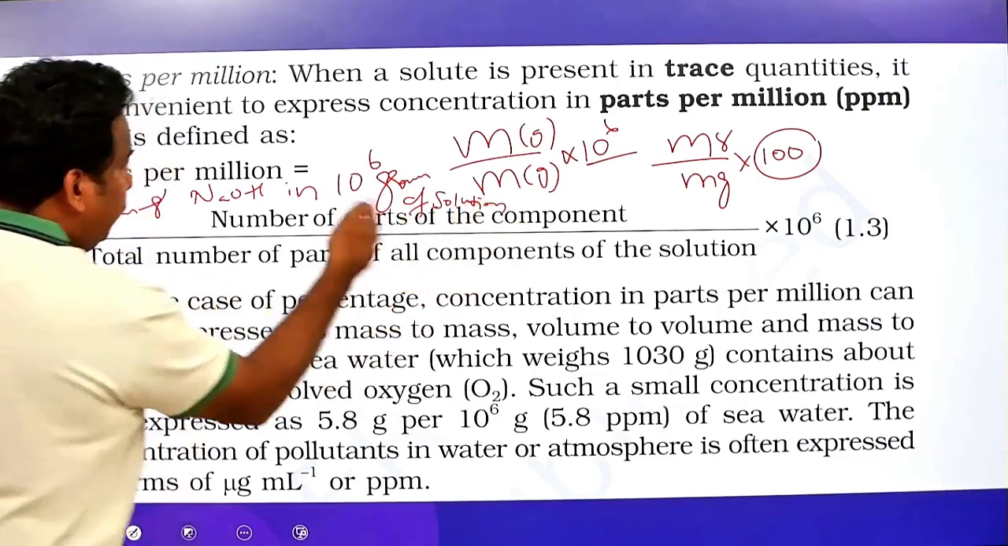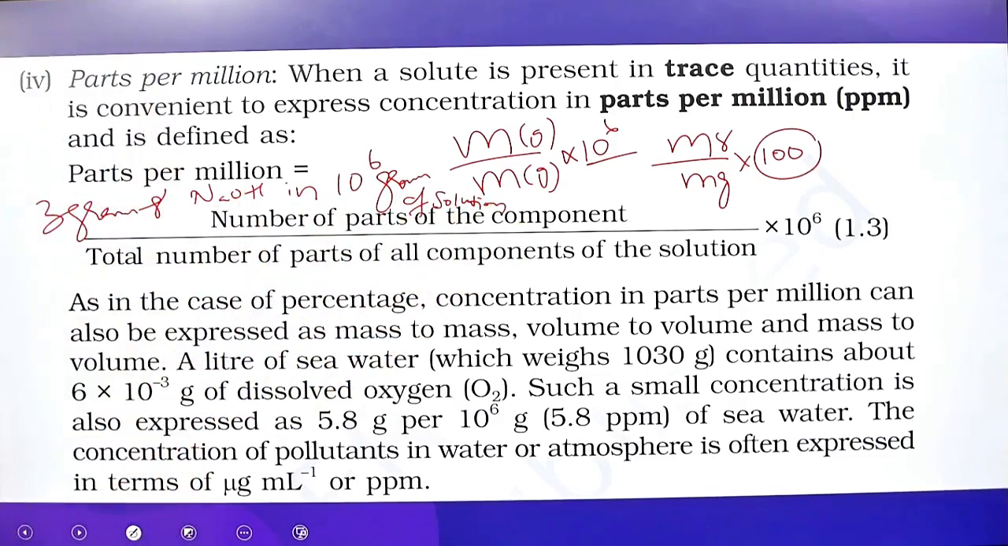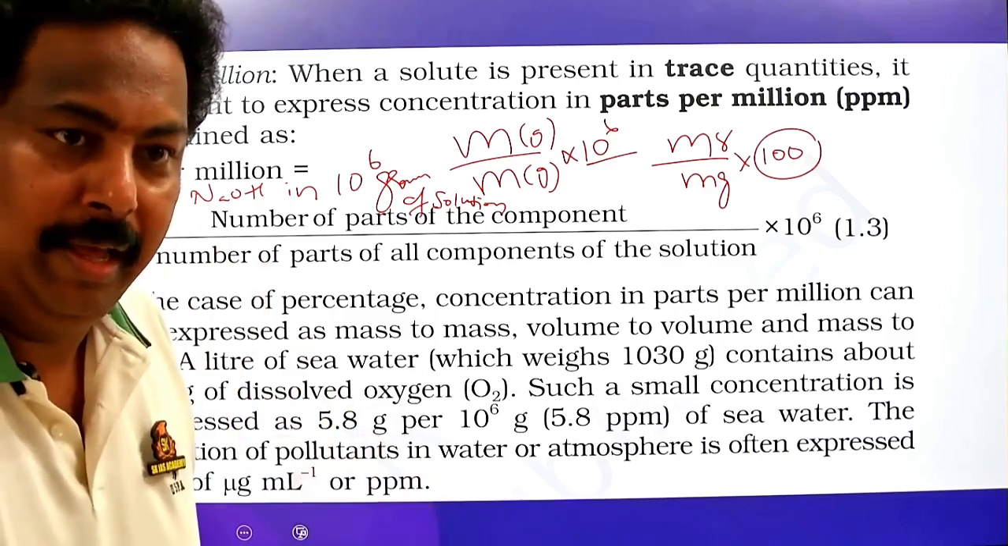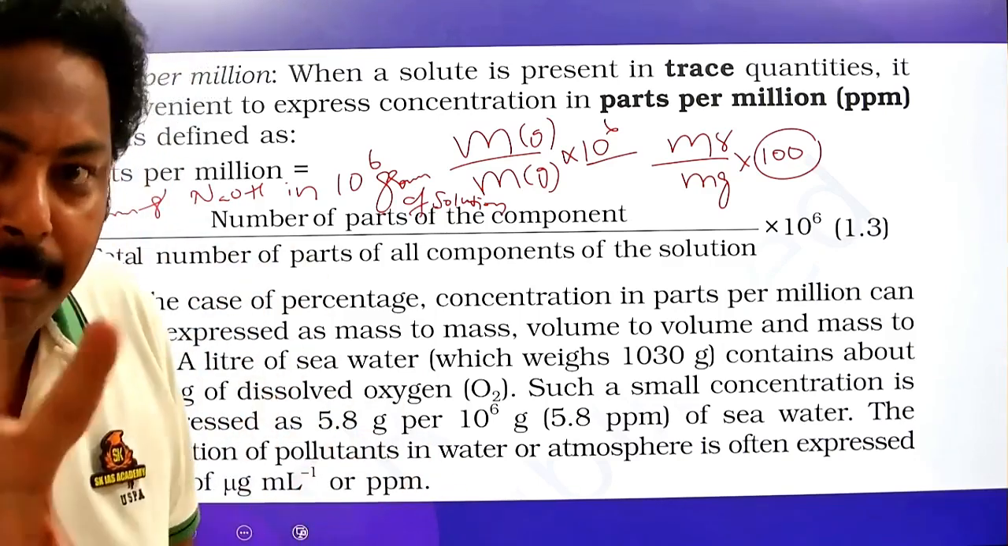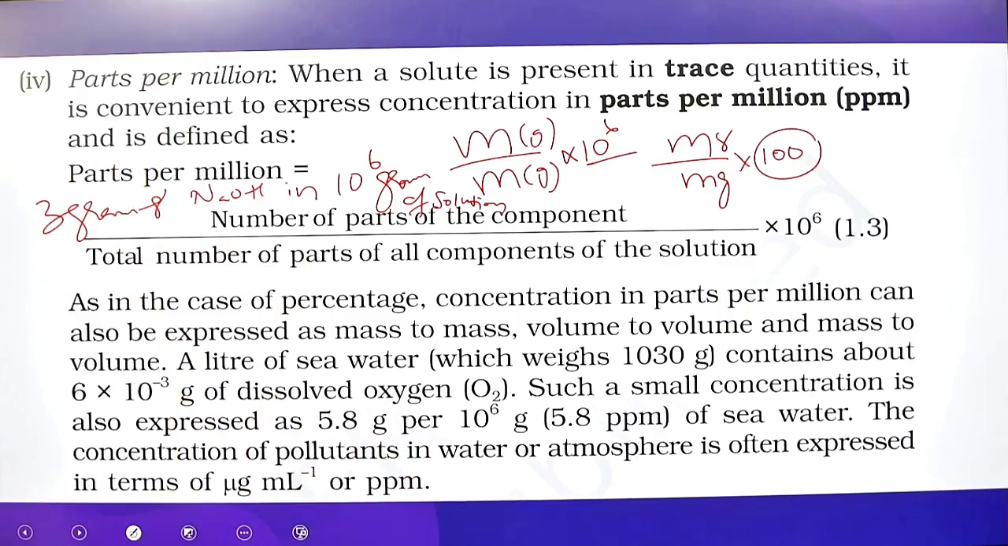How do you write this? Please tell me. 3 grams in 10 power 6 grams of solution, how would you represent it? Mass by mass, 3 by solution, 10 power 6. Solution is 10 power 6, not solvent; if it were solvent, you could separate it.